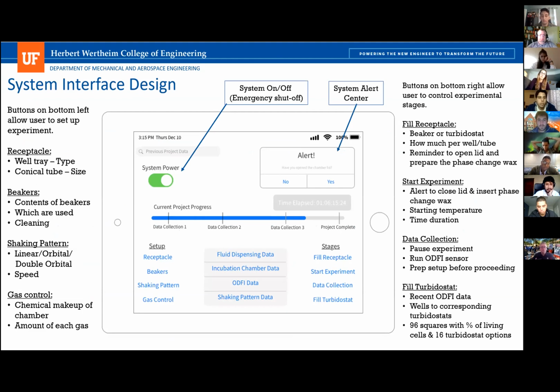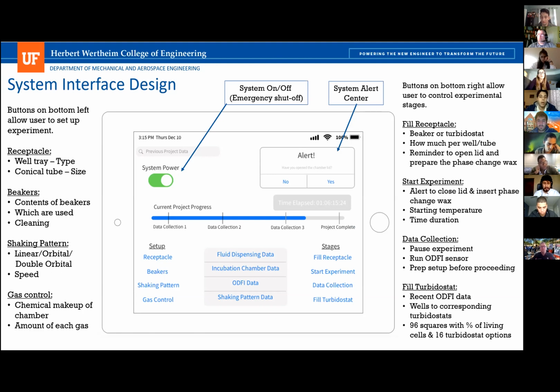So if you go to the next slide, you can see the example design of our system interface. Starting from the top left, there is a system power button, which acts as the overall on-off. To the top right, there's an alert center that shows the system alerts and informs the user of anything that needs to be done. Directly below that, there's a progress bar that shows the experiment progress as well as the time elapsed. It also shows little tick marks for each time the experiment was paused for data collection.